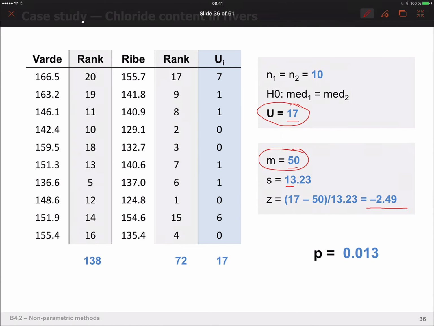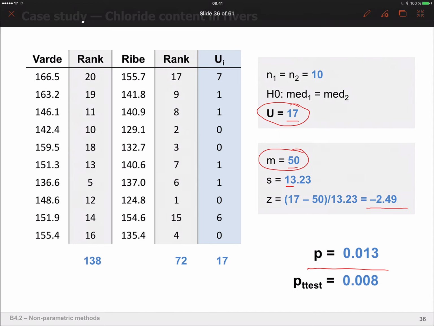In this case, it means even more distanced from 50. So only about a 1% chance to get a sample like we have, or even more extreme, if the null hypothesis is correct, if the median chloride content in these rivers is the same. So we will probably reject the null hypothesis in this case. And again, if you compare it with the t-test, it gives you a p-value of 0.08, which is larger. So it means that in this case, the Mann-Whitney test also has a smaller power.